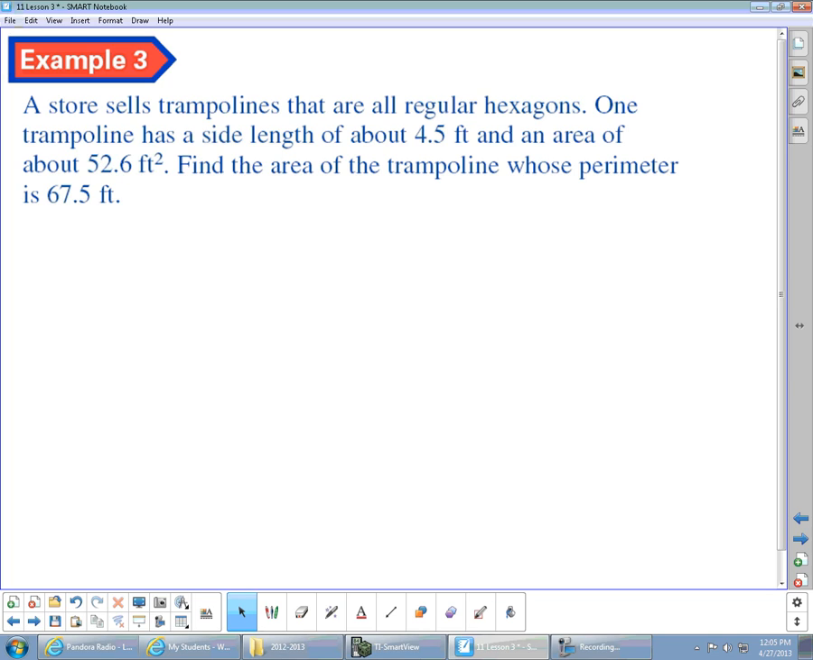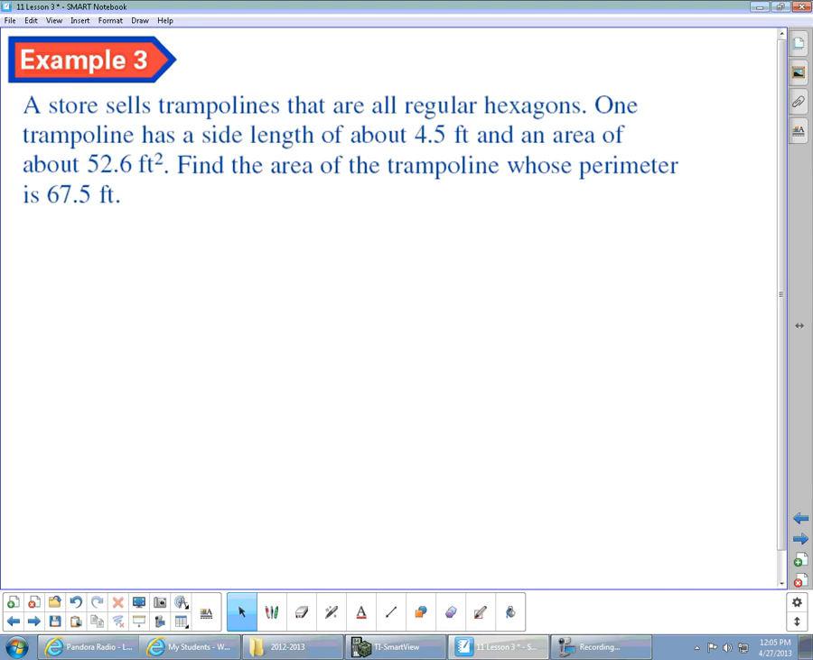This example says that a store sells trampolines that are all regular hexagons. One trampoline has a side length of about, they're just using approximation here, so we'll just use 4.5 feet, and an area of, again, approximation, 52.6 square feet. What is the area of a trampoline whose perimeter, and again, they're all regular hexagons, is 67.5 feet.